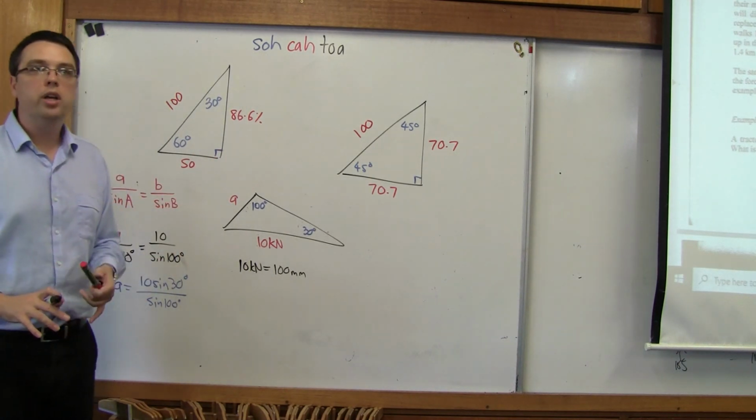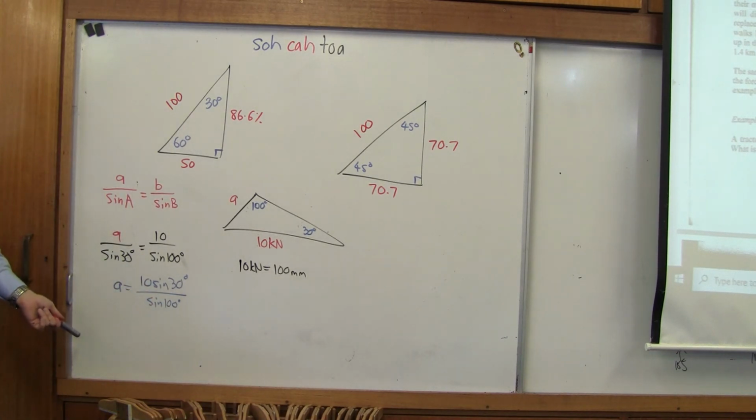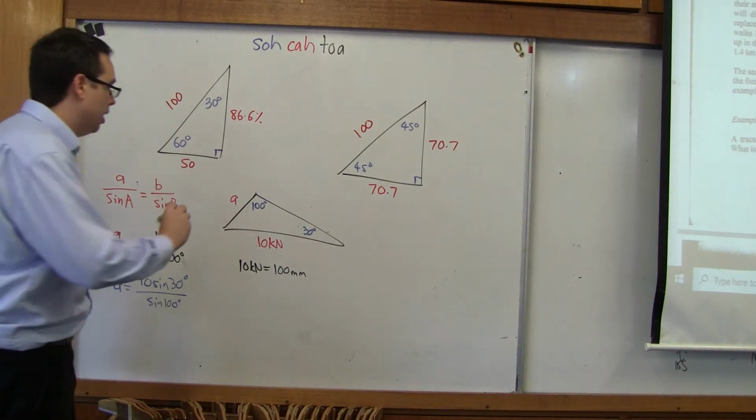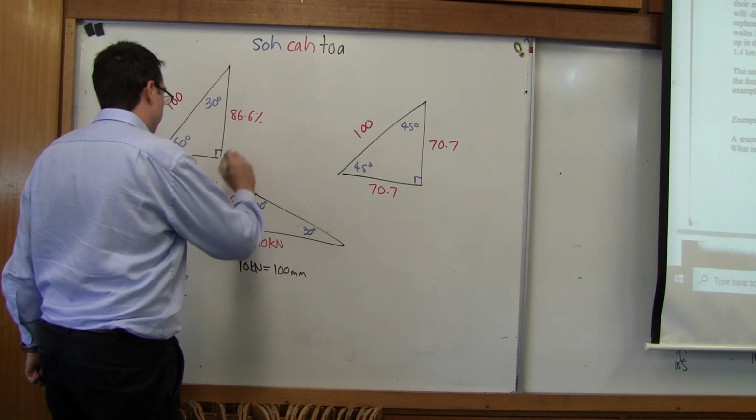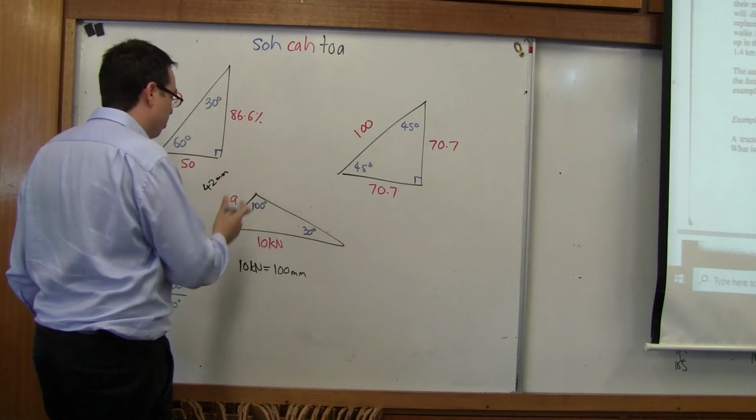When I get my answer, let's just say, has anyone figured it out? Okay, so when I get my answer, I can say, well, it's probably going to be, I don't know, let's say I get an answer of 42 millimeters. Again, I haven't bothered to figure it out. If I get 42 millimeters, what's my answer going to be?